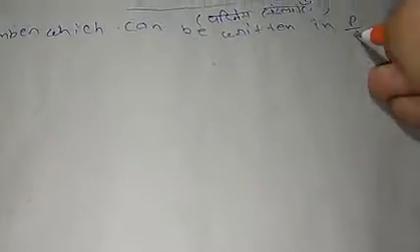Any number which can be written in P upon Q form, where Q is not equal to 0, is called a rational number. Okay, so any number which can be written in the P upon Q form, where the Q is not equal to 0, is called a rational number.